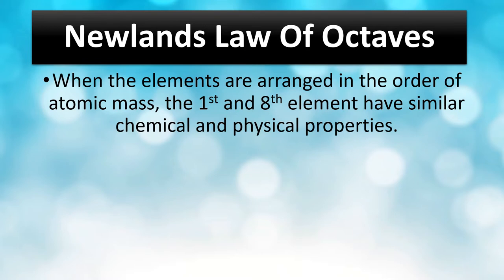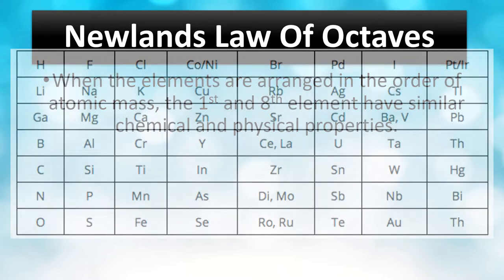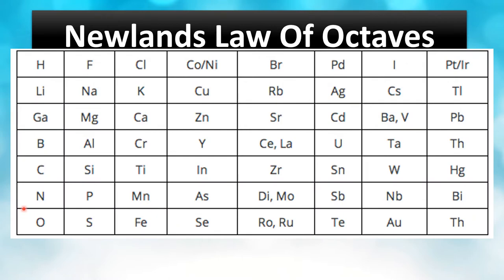So what does the Newlands law of octaves state? Well, this law states that when the elements are arranged in the order of atomic mass, the first and the eighth element have similar chemical and physical properties. Now at that particular time, there were only 56 elements known, from hydrogen to thorium. Newlands arranged these elements in the increasing order of atomic mass and found that the first and the eighth element shared similar physical and chemical properties.